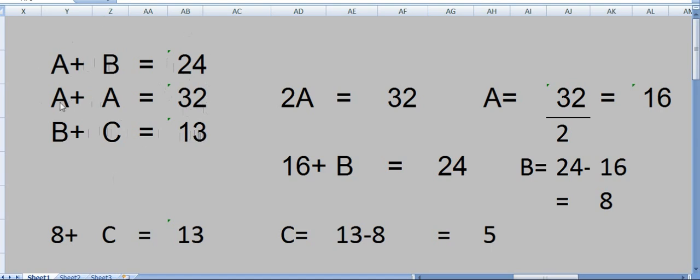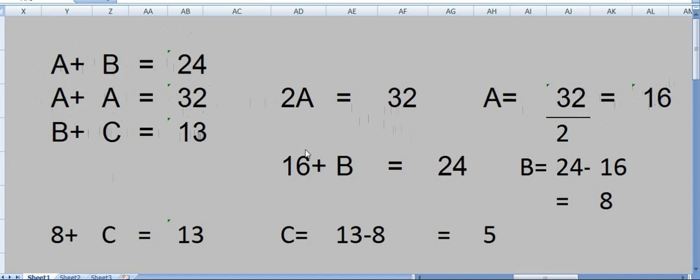This A plus A. 2A equals 32. A plus A is 2A. So A equals 32 divided by 2. This 2 comes this side. So A equals 16. 2 16s are 32. Now put this A in number 1.